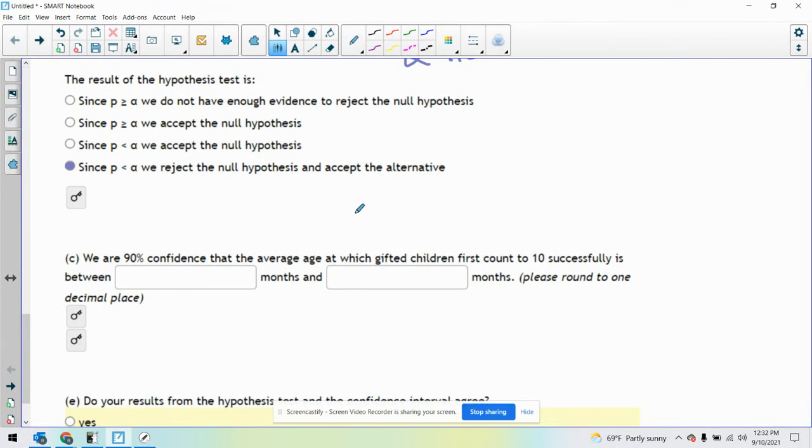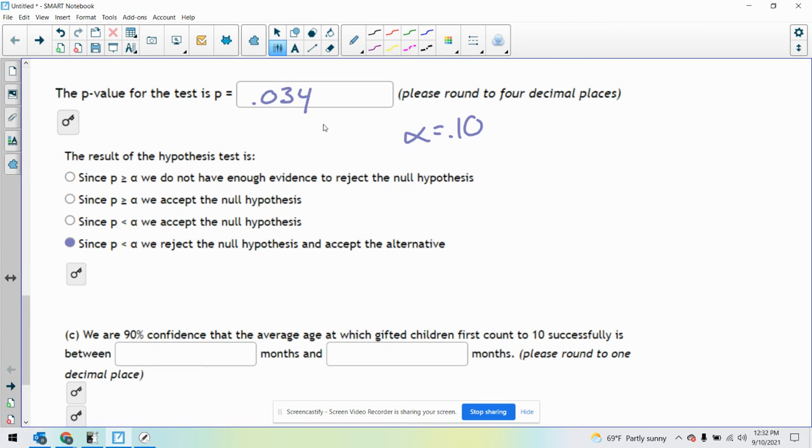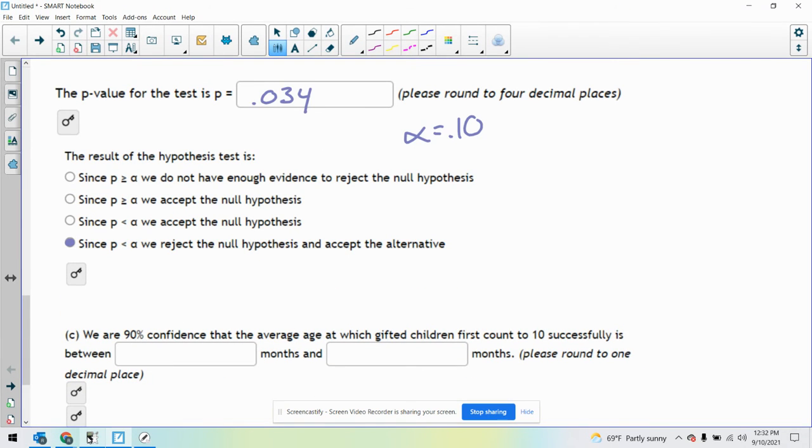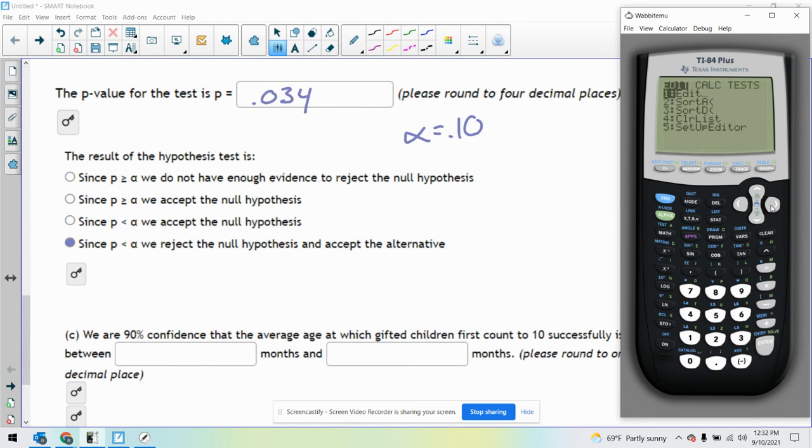So we say we are 90% confident that the average age at which gifted children first count to 10 successfully is between... So now we need a confidence interval. So we're going to go back to stat, over to tests. And since we did a z-test, we're going to do a z-interval. And all your data should transfer over from the last problem we did. So we'll just change it to 0.9. And we get our answer here.